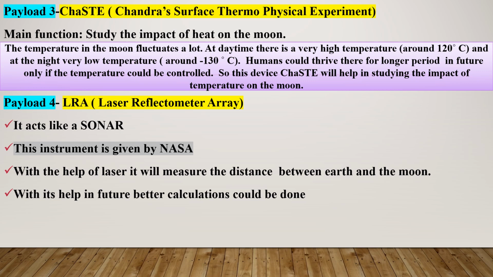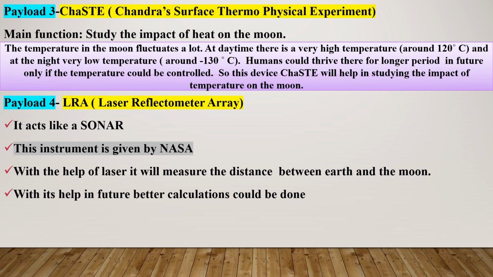In future, if we want to set up a human colony on the moon, we have to make different structures like buildings and have climate control over the atmosphere to control its temperature, as the temperature around the moon fluctuates a lot. So to do this, it's very important to study the temperature and the impact of heat on the moon, and the CHASTE device will help in that.